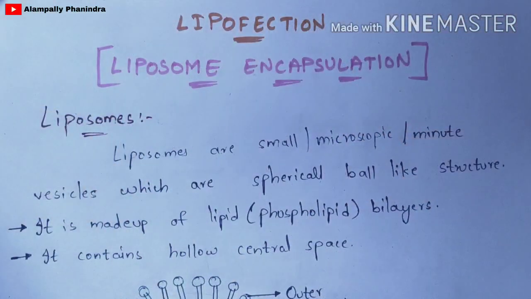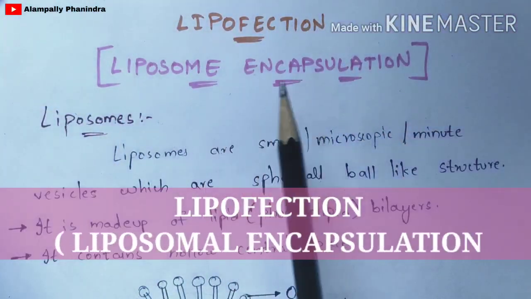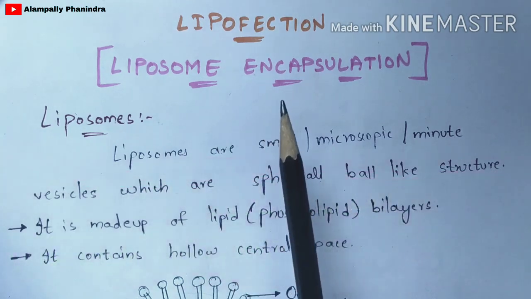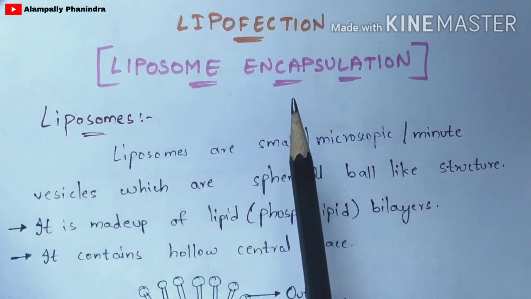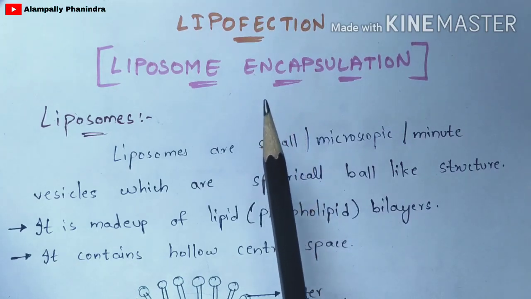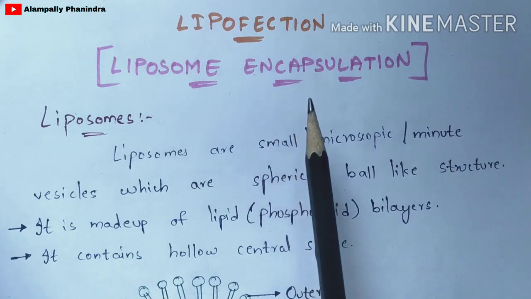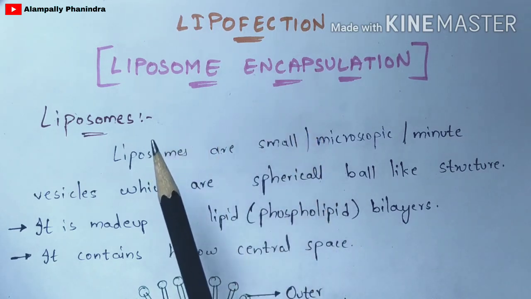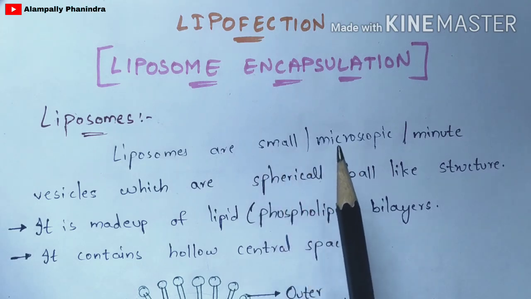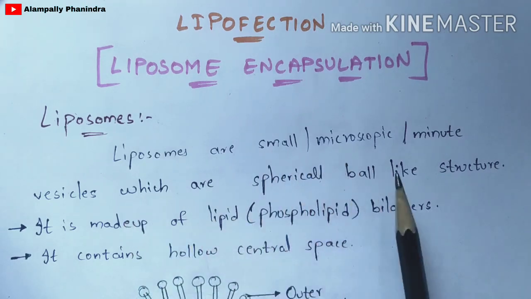So in this video, let us discuss lipofection, which is also called liposome encapsulation. This will be your third video on rDNA technology of gene transfer techniques. To enter into the topic of liposome encapsulation, you first have to know what is meant by liposomes. Liposomes are small microscopic vesicles, which are spherical ball-like structures.